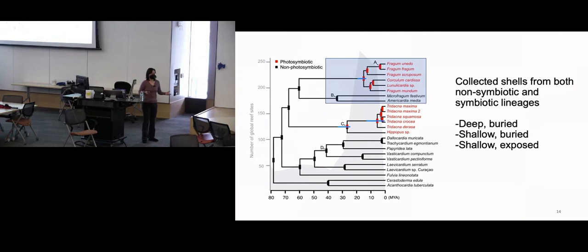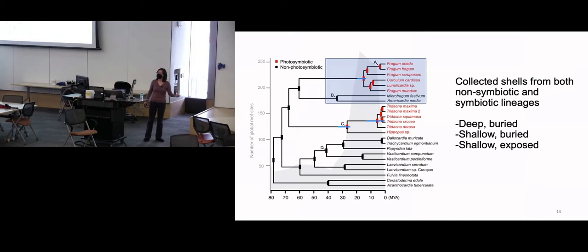So we were lucky enough to collect enough species for both non-symbiotic and symbiotic lineages. And then we can classify them into different sorts of ecological groups. So we have one group, both non-symbiotic and symbiotic, that live in deeper habitats, and they bury themselves in the sediment, right? So this group has the least light availability. And then we have a middle group where they're photosymbiotic, they live in shallow habitat, but they bury themselves in the sediment. And then lastly, we have the very light intense group where they live in very shallow habitat, and they're also entirely exposed to the sun.